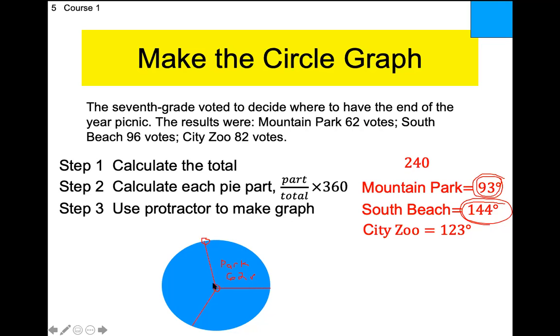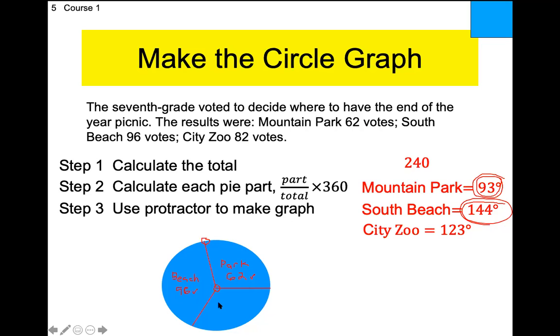All right. Second one was the beach. The beach. It's almost beach weather. We're getting close. And that was how many votes? That was 96 votes.